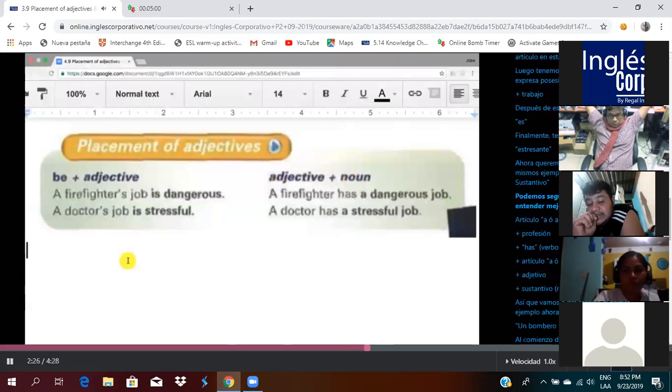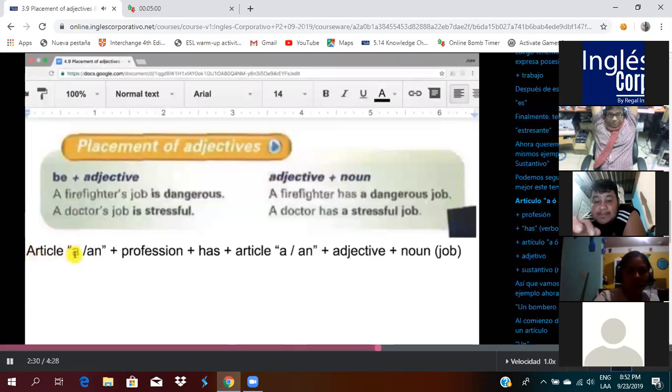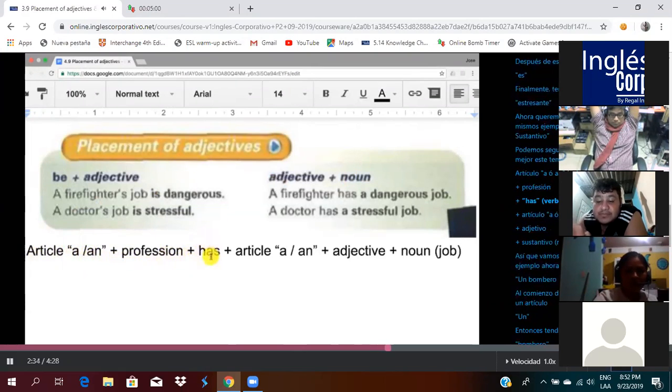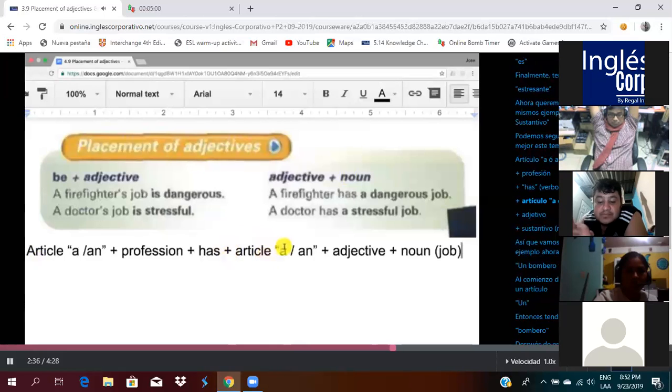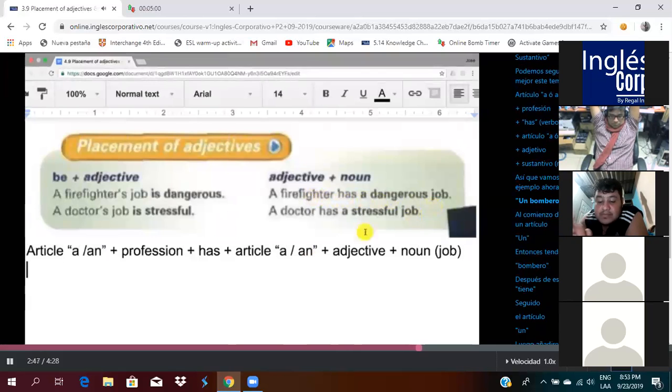Now we want to express these same examples using adjective plus noun. We can follow this formula to better understand this topic. Article, a or an, plus profession, plus has, plus article, a or an, plus adjective, plus noun. So let's make sense of the first example now. A firefighter has a dangerous job.